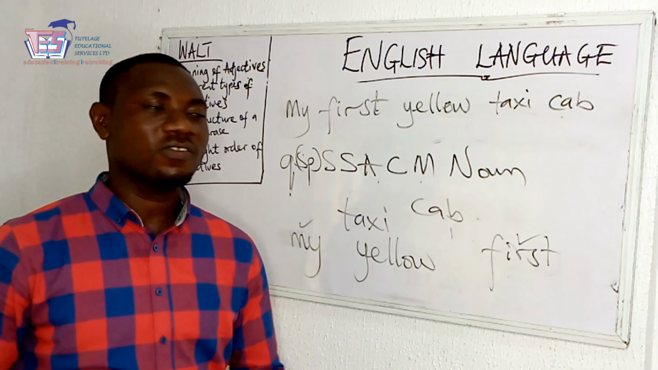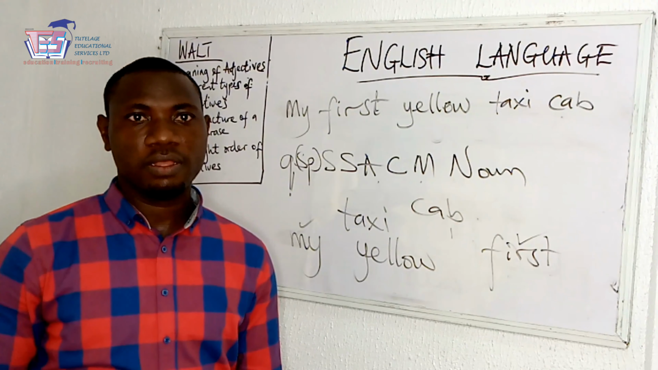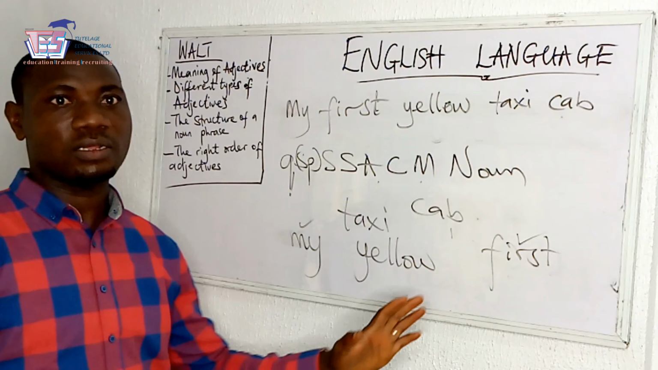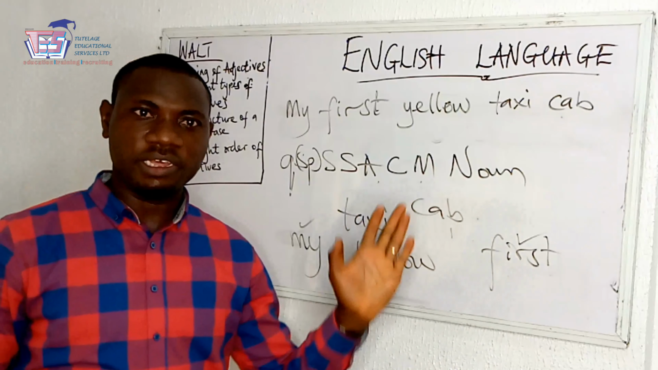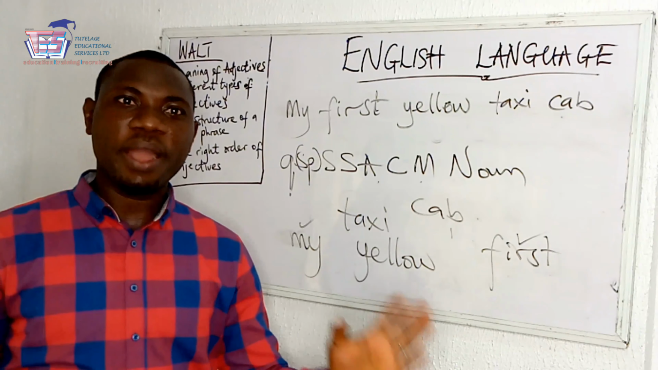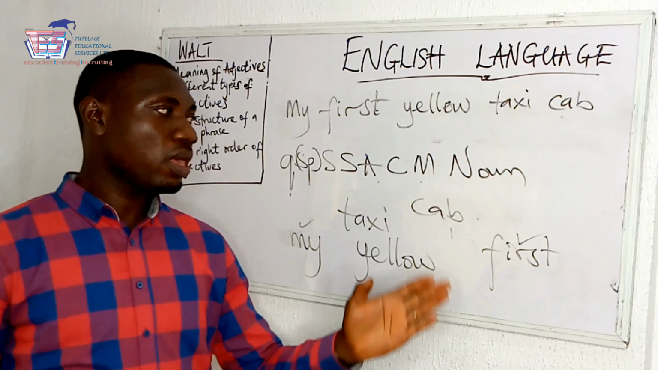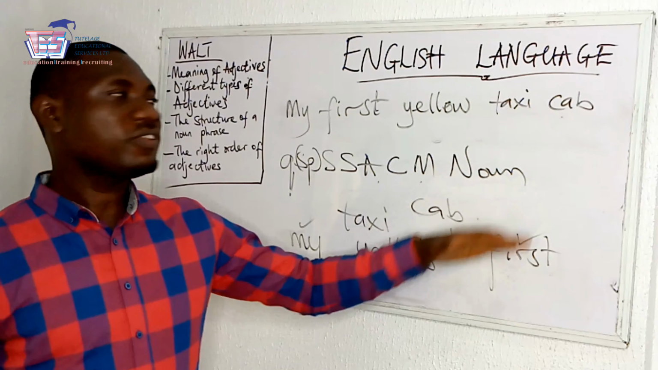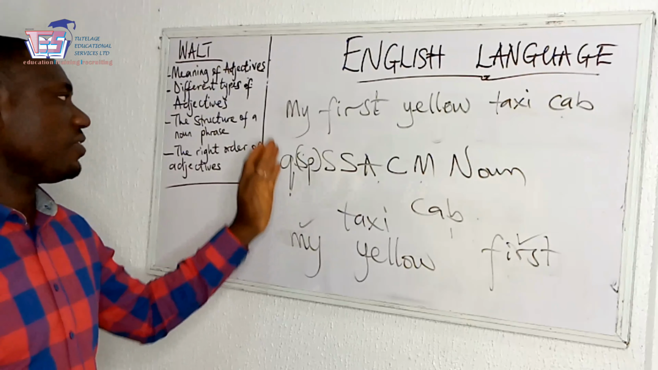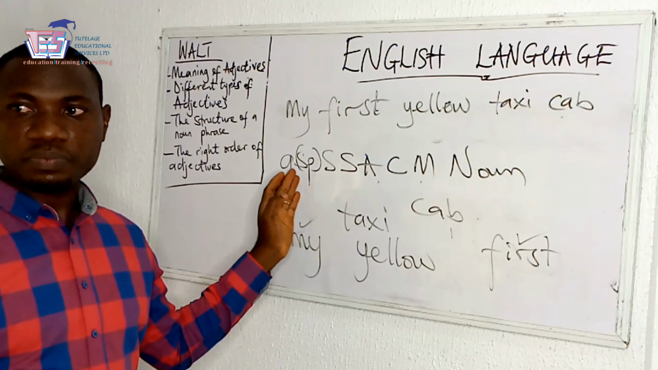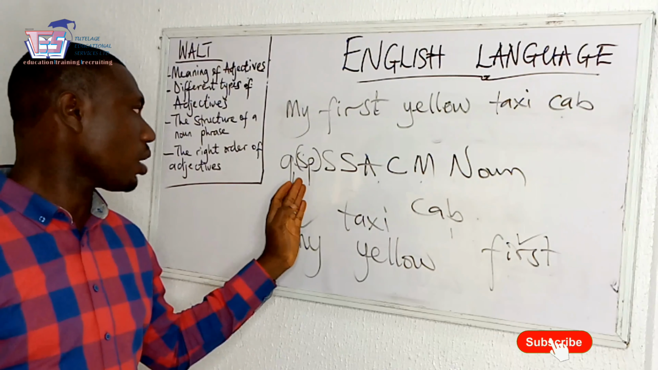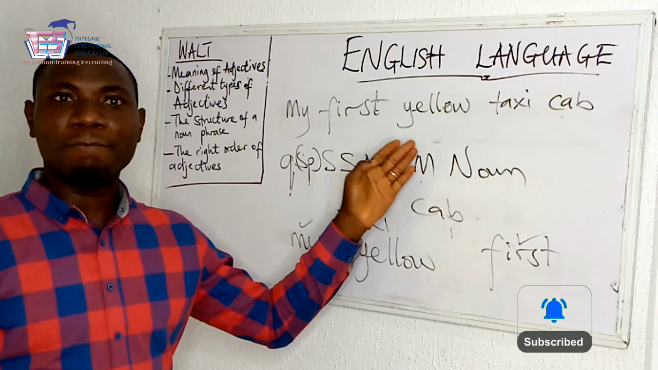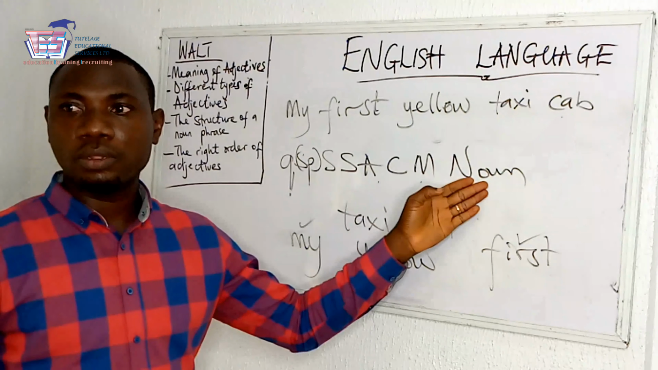Anything different will be awkward. So, you usually have the words scattered in the list of options in some examinations. You don't need to panic. All you have to do is to just apply your principle, which says quality comes first, specific opinion comes next, size, shape, age, the color, material, the noun.